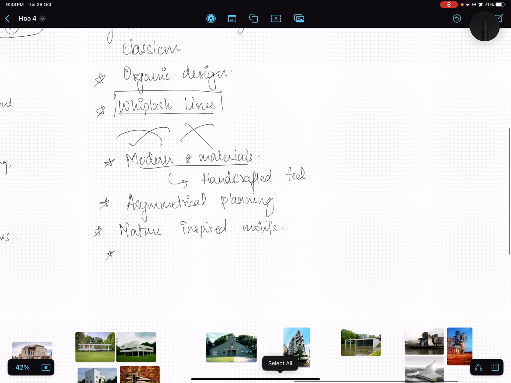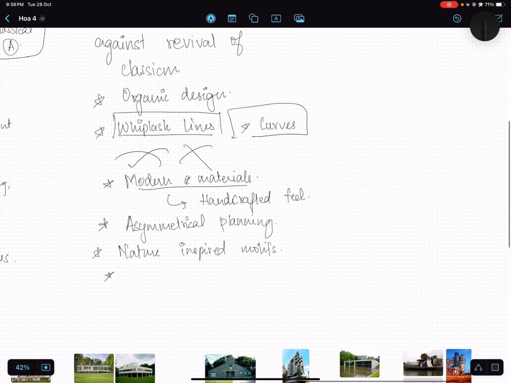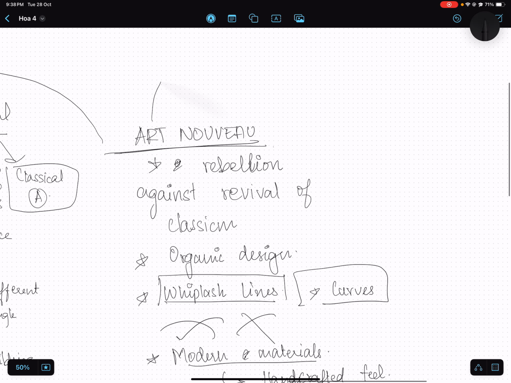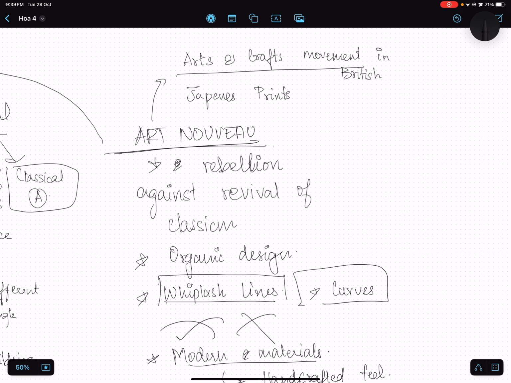They all had curves, a lot of curves were used, and that's about Art Nouveau. Art Nouveau was also the one that influenced the Arts and Crafts movement in British and the Japanese prints. So that led to the Arts and Crafts movement in British and Japanese prints.